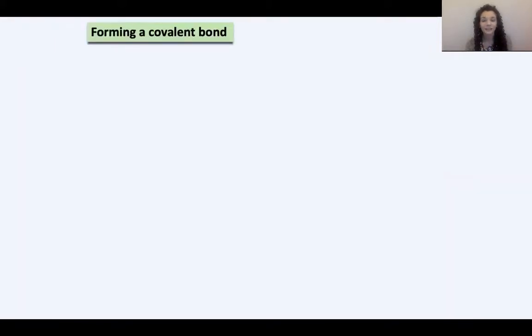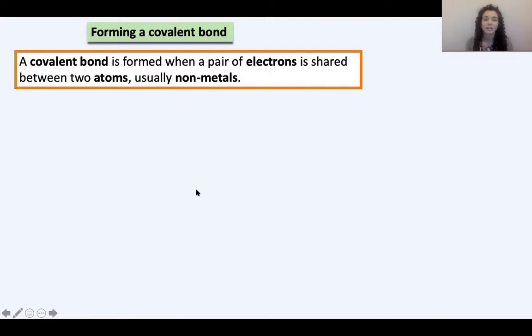Okay, so like I said, today we're moving on to look at covalent bonds. So a covalent bond is formed when a pair of electrons is shared between 2 atoms. And usually it's between non-metals. So remember, ionic bonding was where electrons are transferred, so they're lost or gained, whereas a covalent bond is where electrons are shared. So what I would like you to do is pause the video and write down that really important definition of what a covalent bond is.